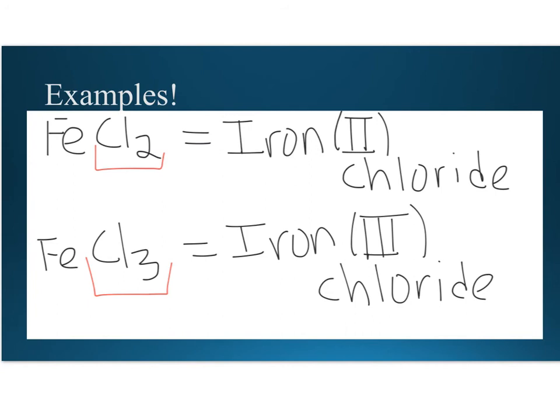So to summarize our ionic compound naming, remember the positive one, the cation, always goes first. The negative one, the anion, always goes second. You're going to look for those elements and molecules that are ions on your ion list. And if you've got a crazy transition metal, make sure you remember your Roman numerals.